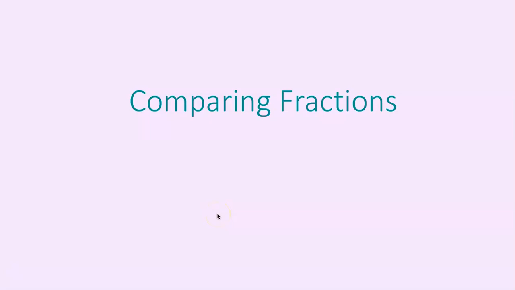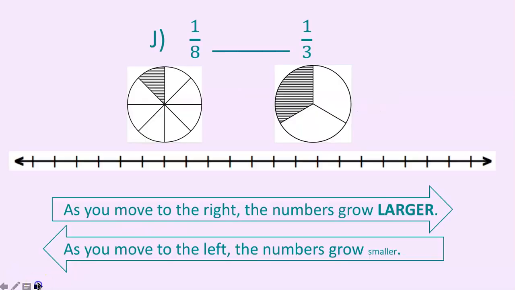We are continuing to work on our number sense, and we're going to do that by comparing fractions. Take a look at 1/8 and 1/3. Sometimes kids will get confused and they'll say, well, 8 is larger than 3, so I think that 1/8 is larger than 1/3. That's not true, and the reason is because you need to look at what the numerator and the denominator mean together. So this fraction is really saying 1 divided by 8.